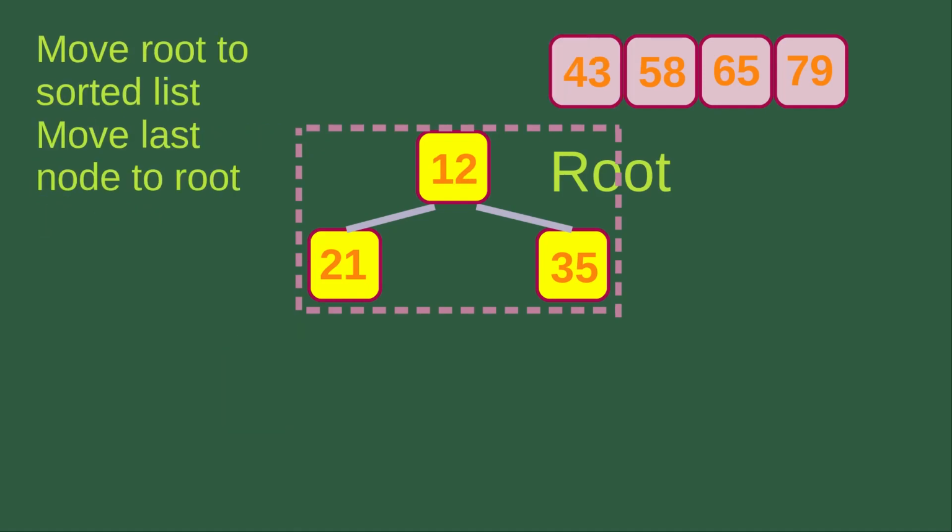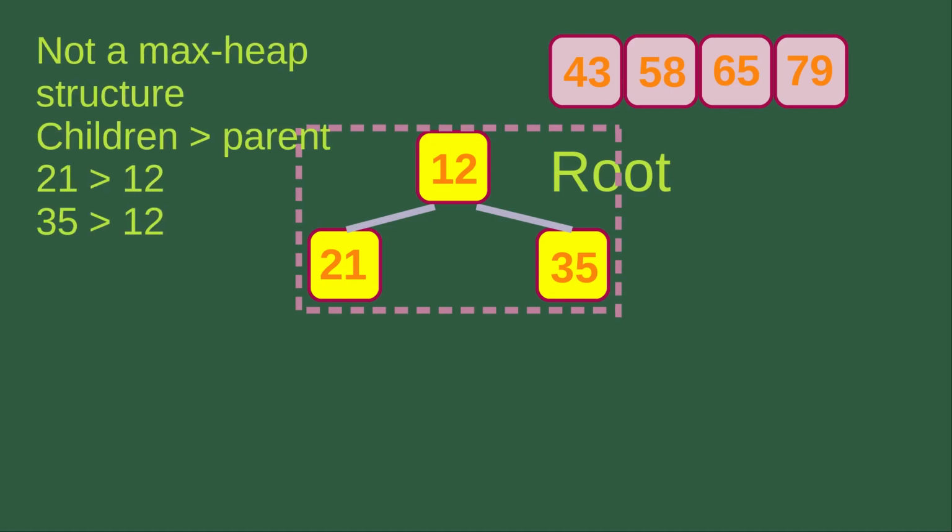So in this case, we can move the root of the max heap structure to the sorted list, which becomes the fourth largest element. And of course, we need to put the final element of the original max heap structure to the root position. And then we check the max heap structure again. For this particular subtree, we don't have a max heap structure because the children can be larger than the parent. So 21 is larger than 12, and at the same time 35 is also larger than 12.